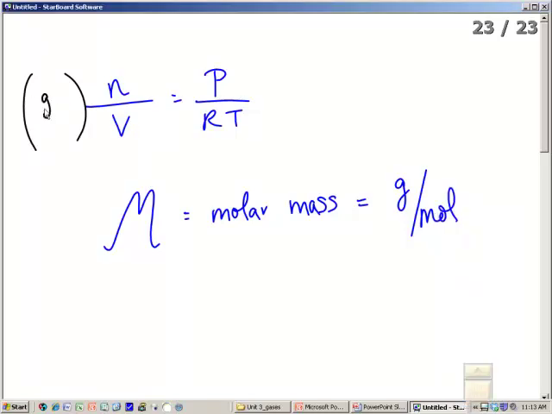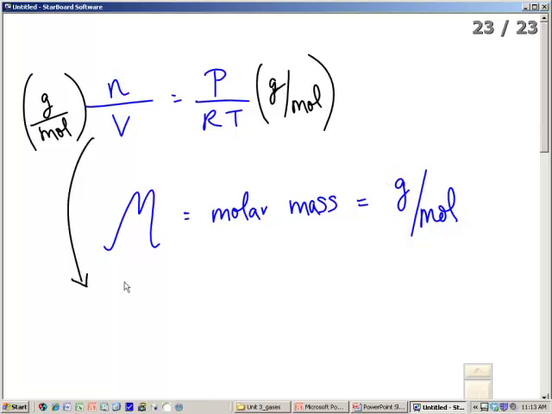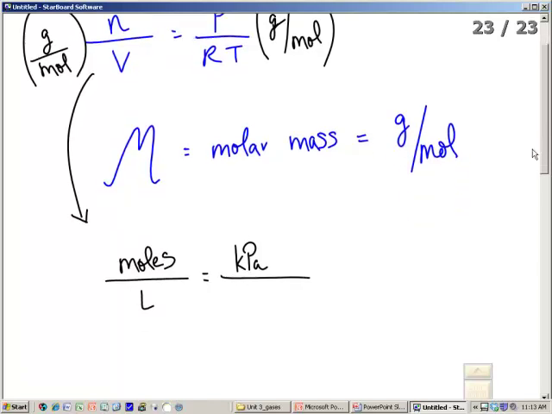I'm going to do this: grams per mole over here, and grams per mole over here. So now I'm going to show you what this becomes down here. N is moles. V is liters, right? Pressure can be in atmospheres, kilopascals, whatever. I'm going to do the kilopascals. R, you ready for this? R can be kind of tricky. Since I'm using kilopascals up here, I'm going to show you what R becomes down here.